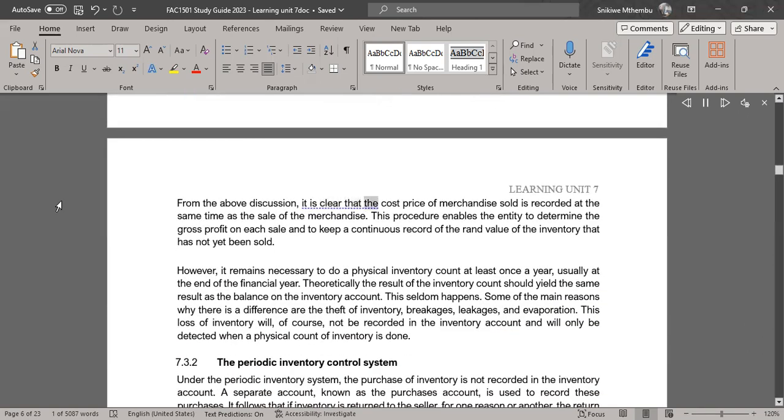From the above discussion, it is clear that the cost price of merchandise sold is recorded at the same time as the sale of the merchandise. This procedure enables the entity to determine the gross profit on each sale and to keep a continuous record of the rand value of the inventory that has not yet been sold.